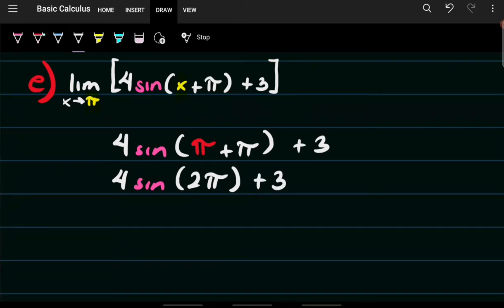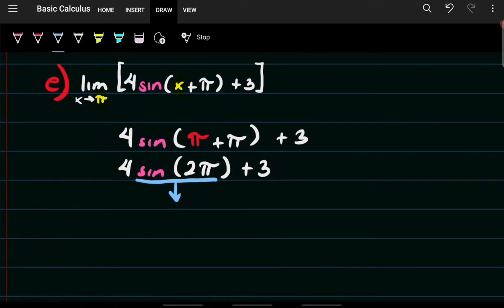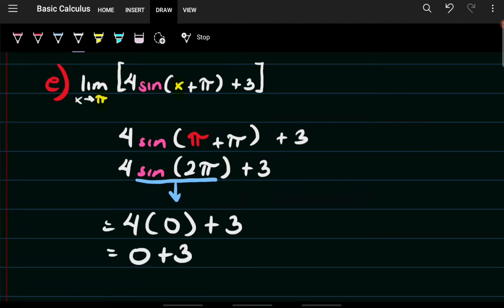Now the question is, what is the value of sine 2 pi? Sine 2 pi, I think, is equal to 0. So this will give us 4 times 0, and then copy the remaining term, plus 3. This time, let's simplify. 4 times 0 is 0, and then copy the remaining term, plus 3, meaning the final answer is equal to 3. So that's the limit of 4 sine of x plus pi, plus 3, as x approaches pi. So this is our final answer.